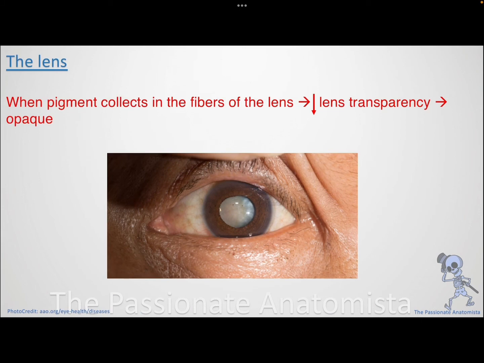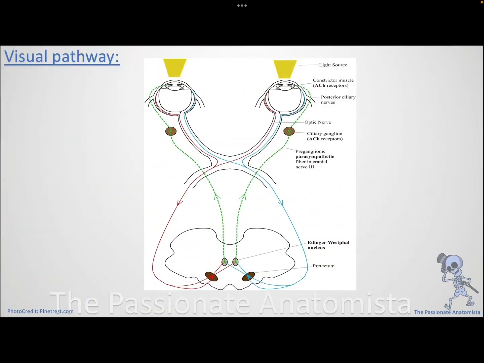What will happen if we have a collection of pigments in the lens? You will have a reduction in the transparency of the lens. There will be opacity of the lens, and this is how it looks. It's totally different from glaucoma, because glaucoma is everywhere in front of the iris. It covers the whole eye behind the cornea. But if you have a problem with the lens, then it's confined only to the lens. And there are also other investigations on how to differentiate between them.